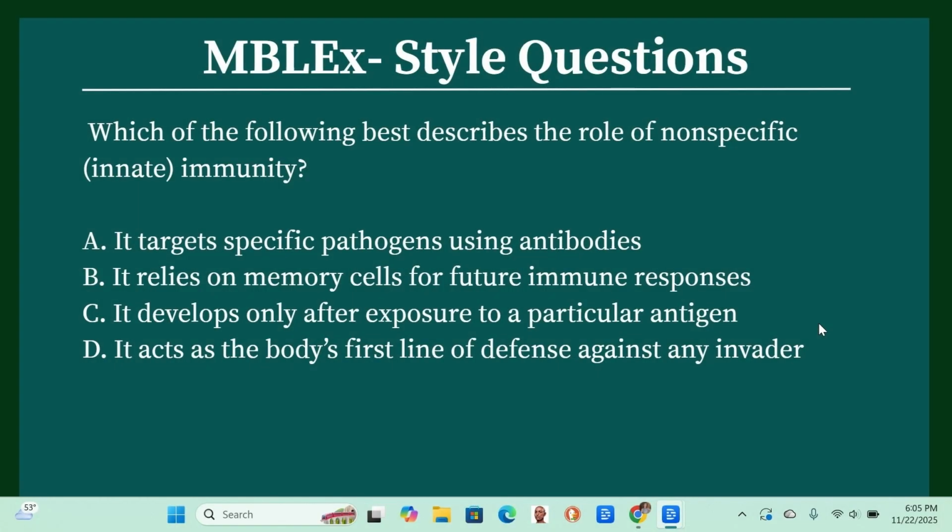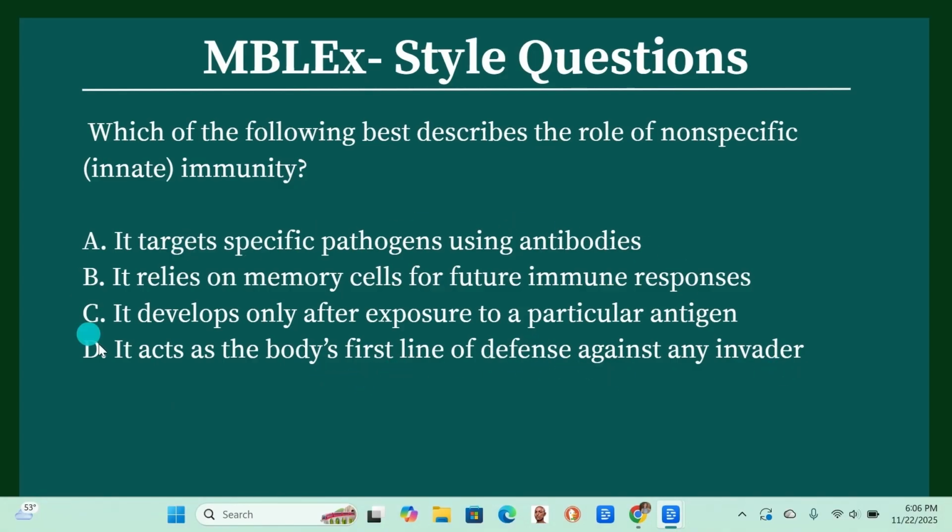Okay, so here are our questions, MBLEx-style. Let's dial in all this information that we just absorbed. Which of the following best describes the role of non-specific or innate immunity? Non-specific, that was the first category that we talked about. So let's see, best describes the role. A, it targets specific pathogens using antibodies. B, it relies on memory cells for future immune responses. C, it develops only after exposure to a particular antigen. Or D, it acts as the body's first line of defense against any invader.